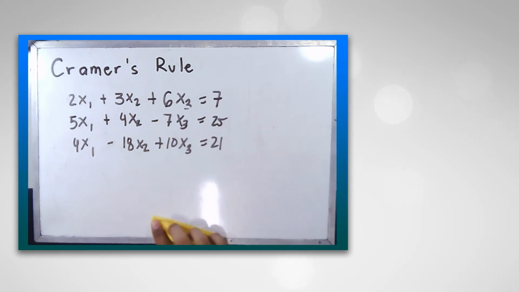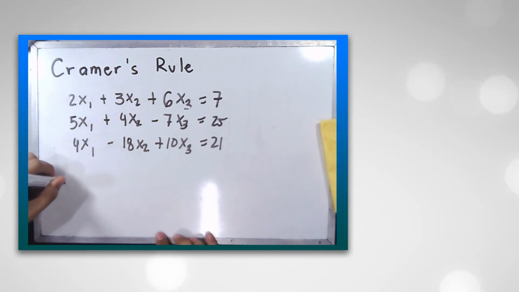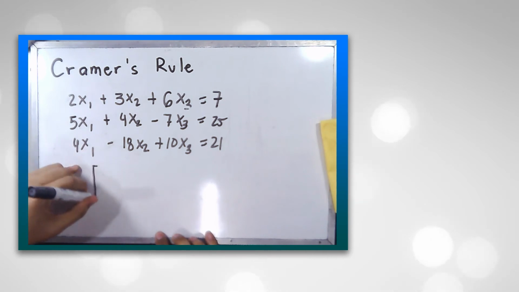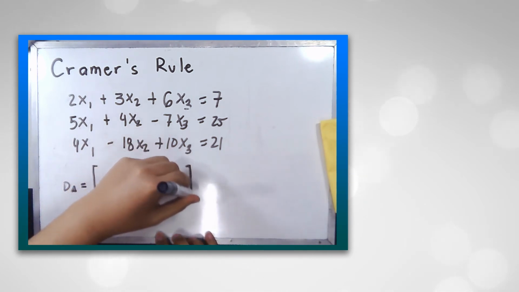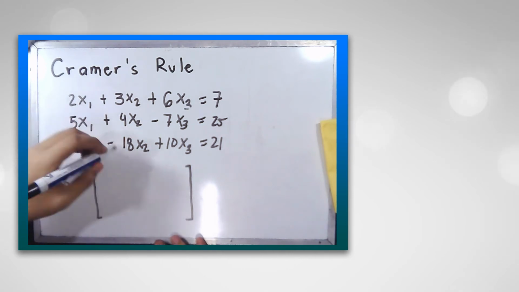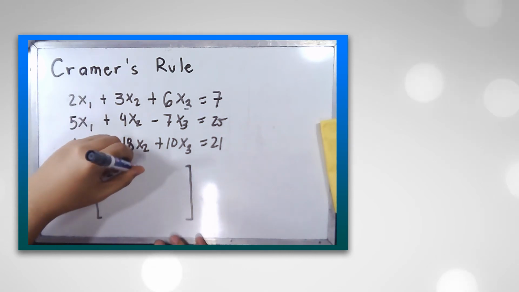So if you are solving with us here on this video, please copy this matrix as our guide. We will now be proceeding in finding the value of the D sub delta. It is formed by a 3 by 3 matrix. Therefore, the three columns are the variables x sub 1, x sub 2, and x sub 3. So we will copy the values.